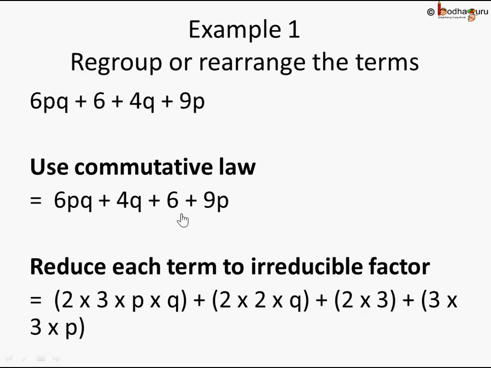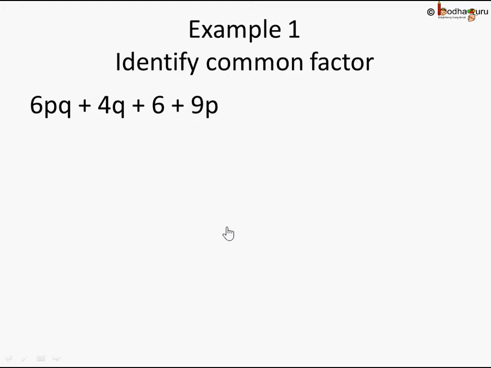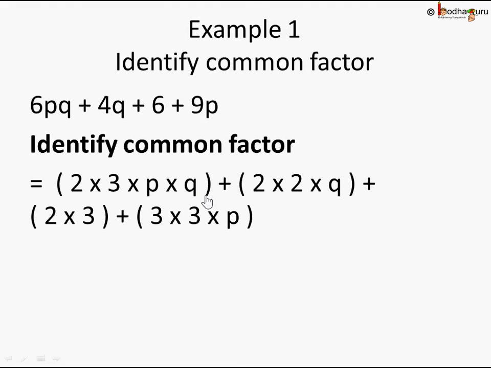So the first step is we do regrouping, and then we reduce each term to its irreducible factors. So 6pq became 2 into 3 into p into q, and the same way for all the other terms. Next step, we try to find common things. So this was our earlier step.